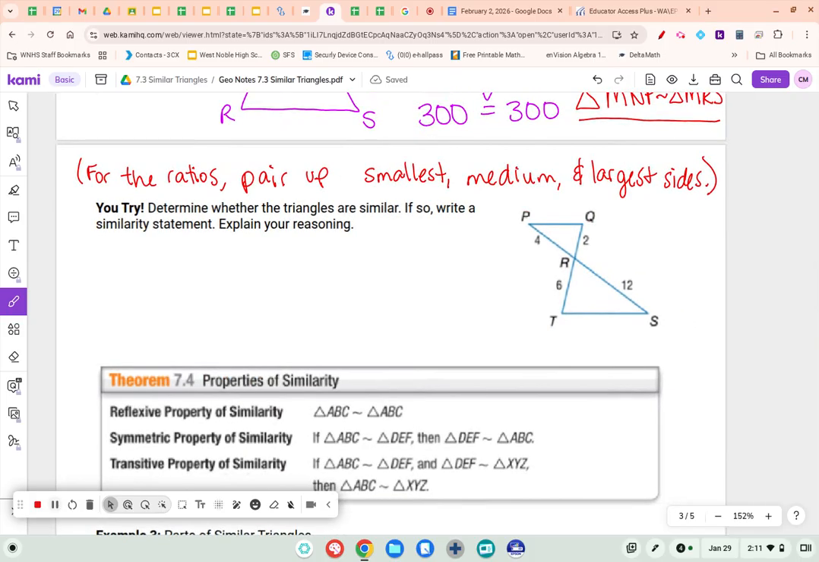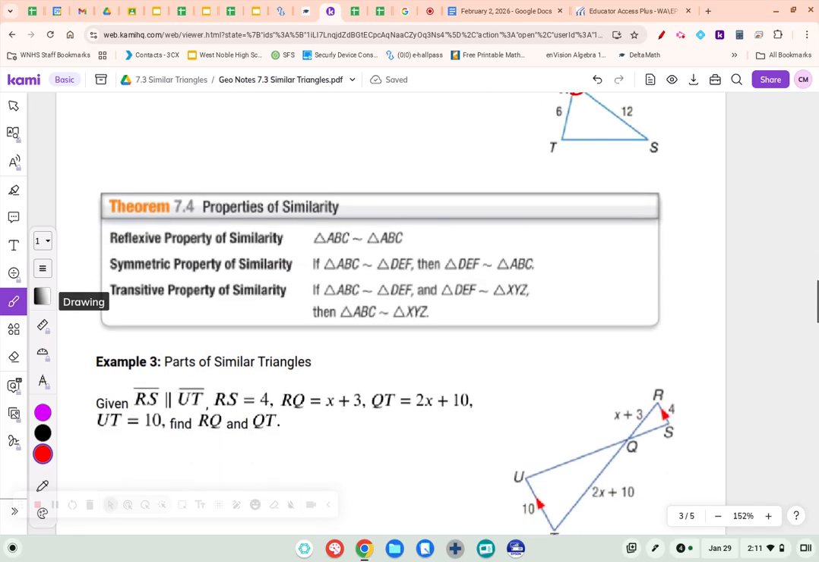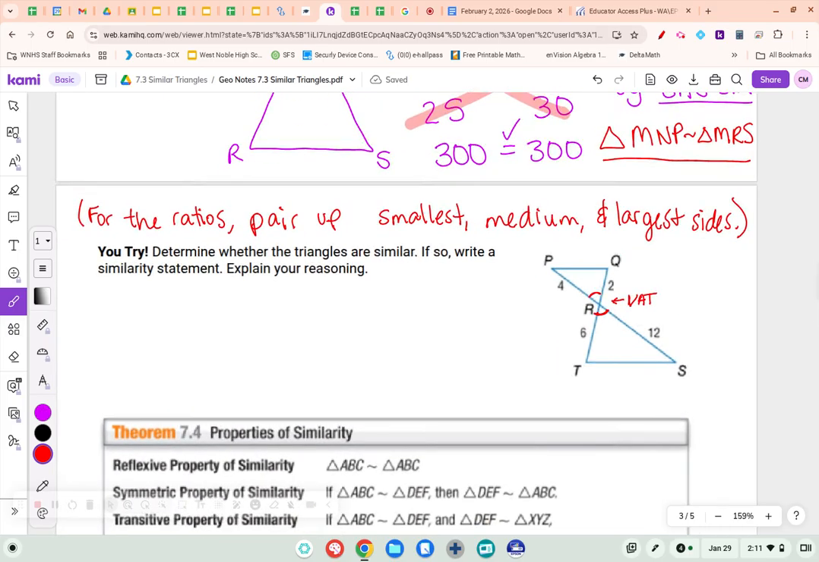So for this U-try, I noticed, like I talked about on the first one, that we could have used the vertical angles theorem. We're going to have to do that here because we don't know what these third sides are. So we can't do side, side, side similarity. We can only use side angle, side similarity. Once again, match up your small sides within your two triangles.